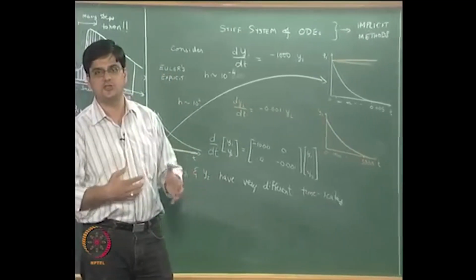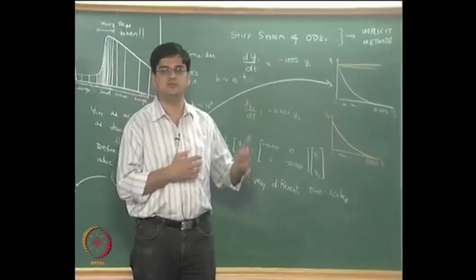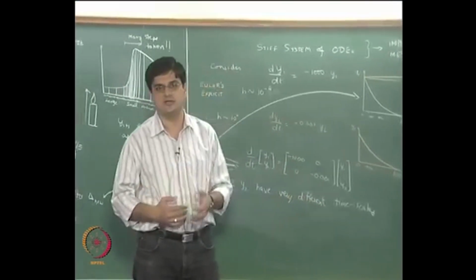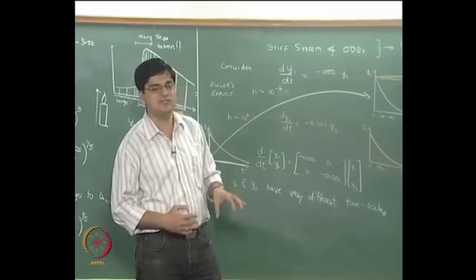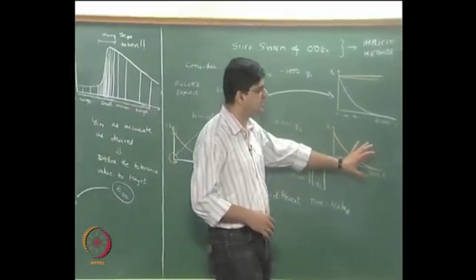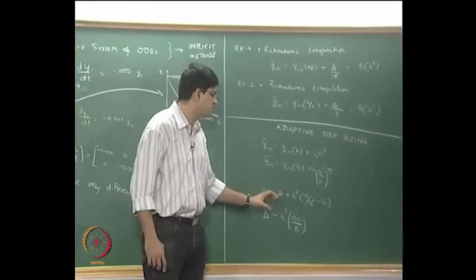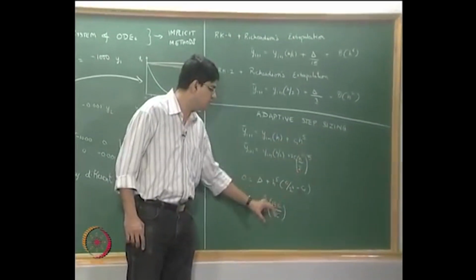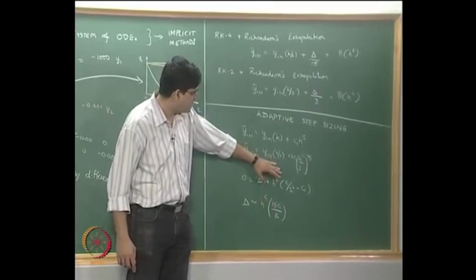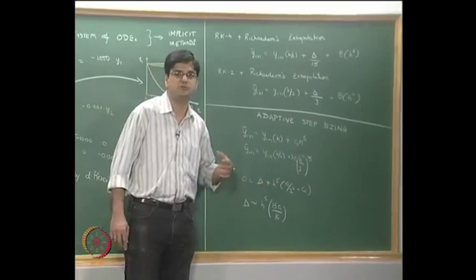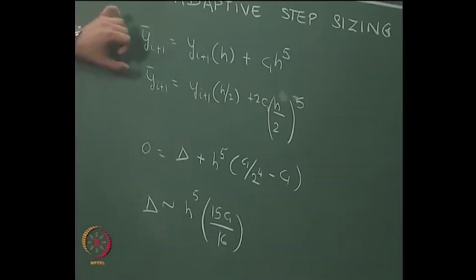The Richardson's extrapolation method depended on the difference between the error using a more accurate method and a less accurate method. That difference, we said, can be used in this adaptive step sizing idea, where we change the step size based on the difference between yi plus 1 computed with h by 2 as the step size and yi plus 1 computed with h as the step size. That is what we do in adaptive step sizing.